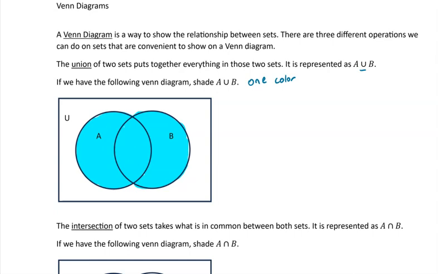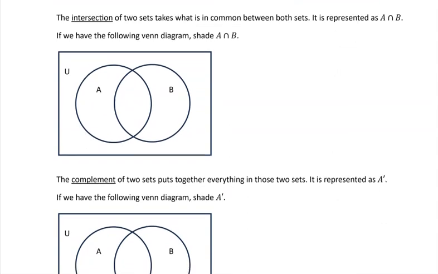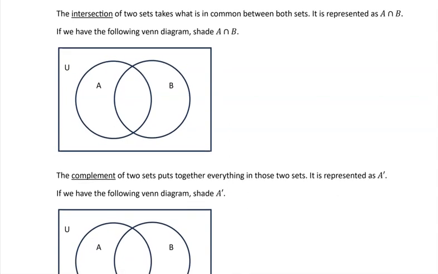The second operation is called intersection. Just from the name, you can probably guess what's about to be shaded. The intersection of two sets takes what is in common between both sets. It is represented as A intersection B, just with that upside down U this time. So if we have the following Venn diagram, shade A intersection B.